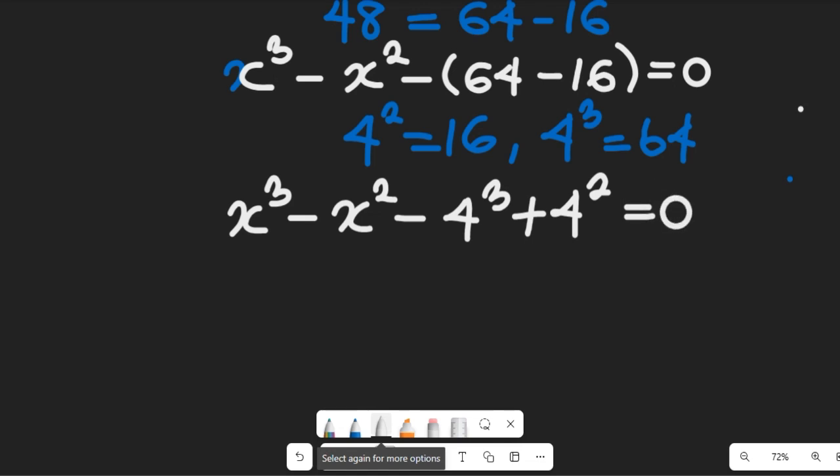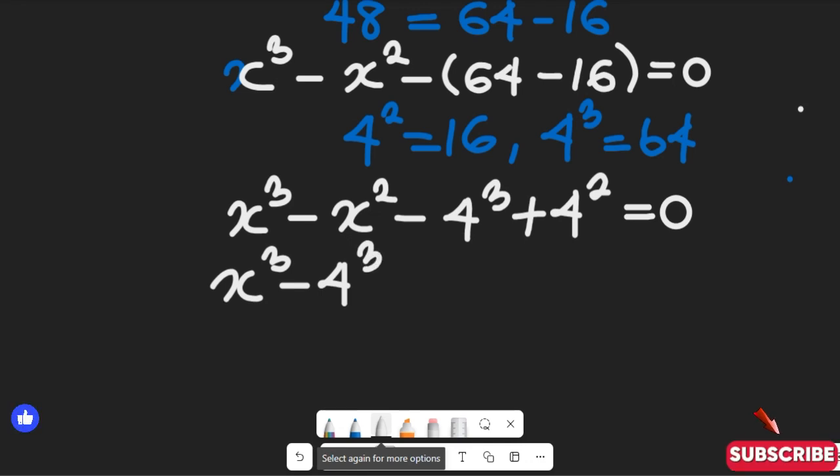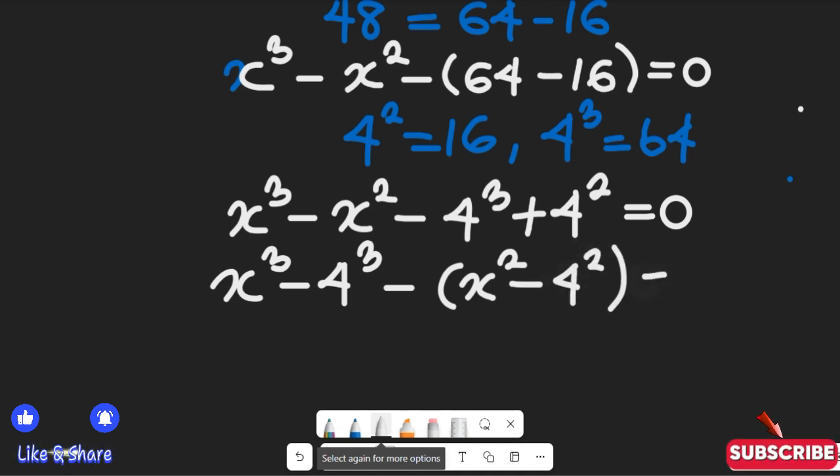Now let me regroup this. Regroup it in such a way that I'll have the powers of 3 and the powers of 2 grouped. Now if I have that, I'll have x to the power of 3 minus 4 to the power of 3. This will be grouped, and then this will also give me minus x to the power of 2, minus 4 to the power of 2, right? And this will be equal to 0.